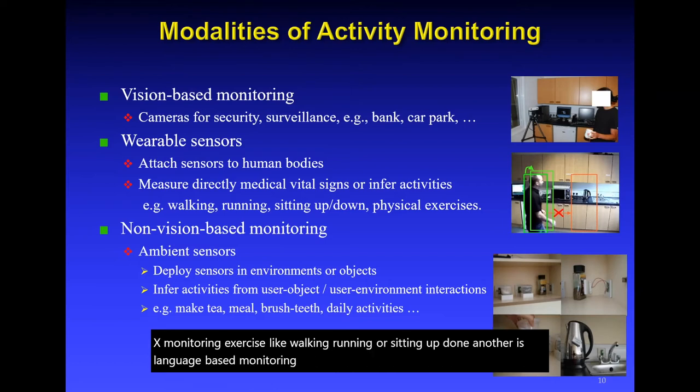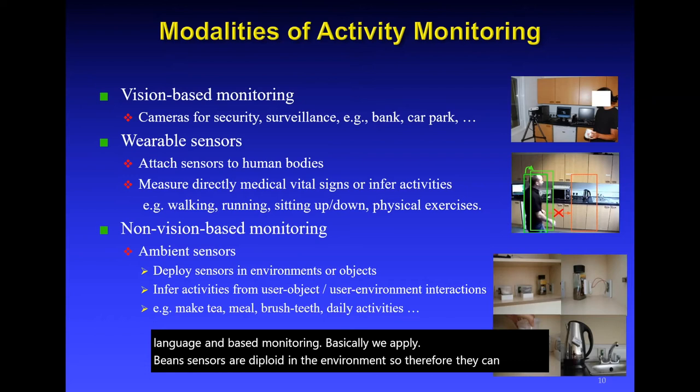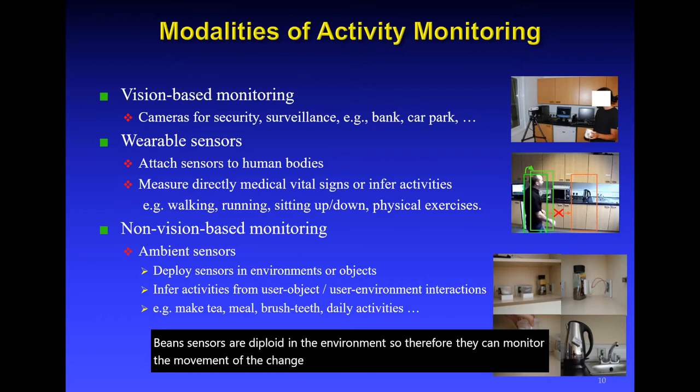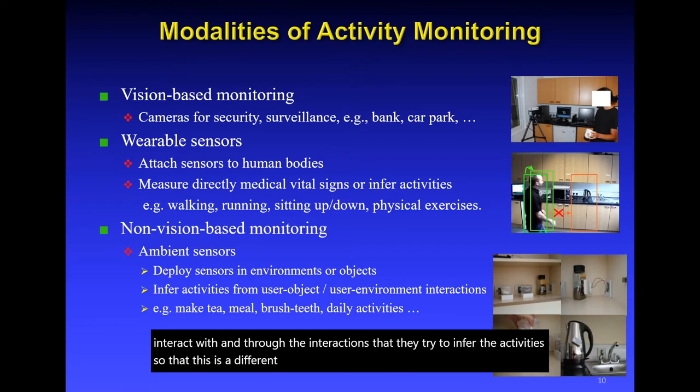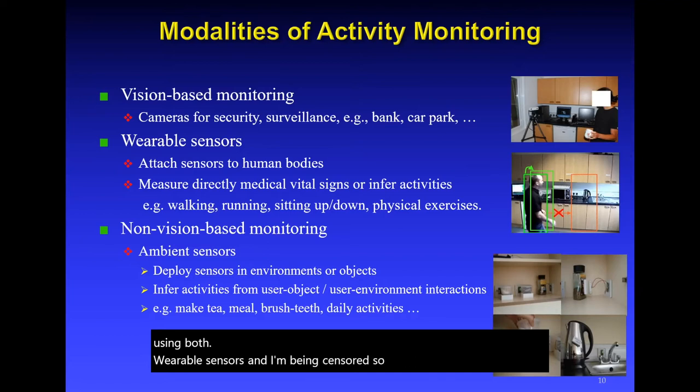Basically, we apply ambient sensors and deploy them in the environment. They can monitor the movement or the change of location, or the objects the user or inhabitant interacts with. And through the interactions, they try to infer the activities. So these are the different ways. Our research mainly focuses on using both wearable sensors and ambient sensors. So that's a little bit of background on our research.